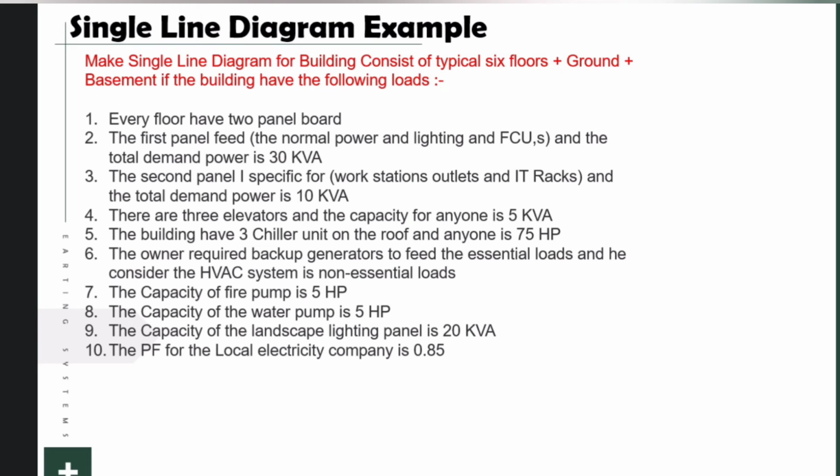The building has 3 chiller units on the roof, and each one is 75 horsepower. The owner requires backup generators to feed the essential load, and he considers the HVAC system a non-essential load. The capacity of the fire pump is 5 horsepower, and also the capacity of the water pump sets is 5 horsepower, and the capacity of the landscape lighting or the outdoor lighting is 20 kVA. The power factor for the local electricity company is 0.85.